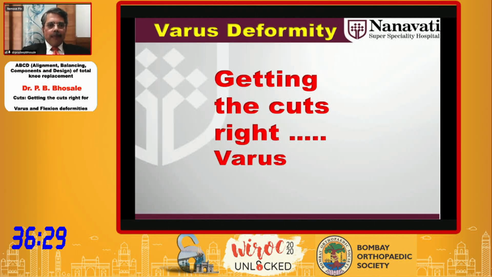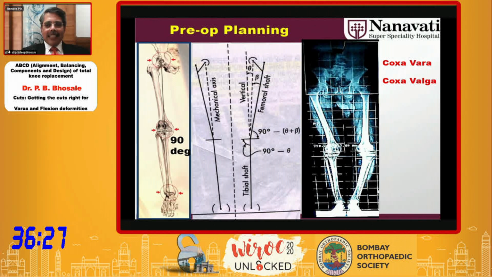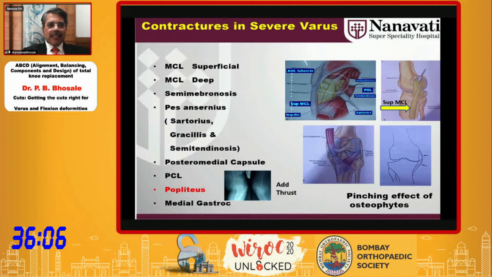So basically, all this confusion about the alignment, but I follow the mechanical, and I go tibia 90 degrees to anatomical, and mechanical is the same for the tibia. And you can see varus is the most common deformity. Everybody should know these basics, and I'm just talking about the basics of varus deformity.